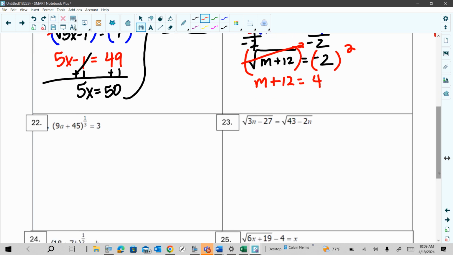If they're not showing you a radical, but they show you the fraction exponent, that's like the same thing. It means that the power of 1/3 is the same thing as taking the root 3. We're just still going to get rid of this by raising it to a power of 3.